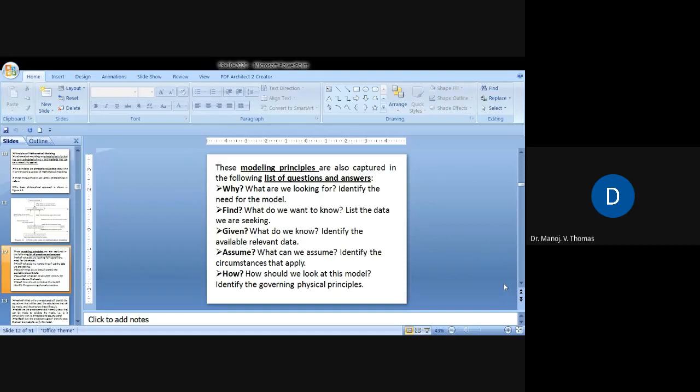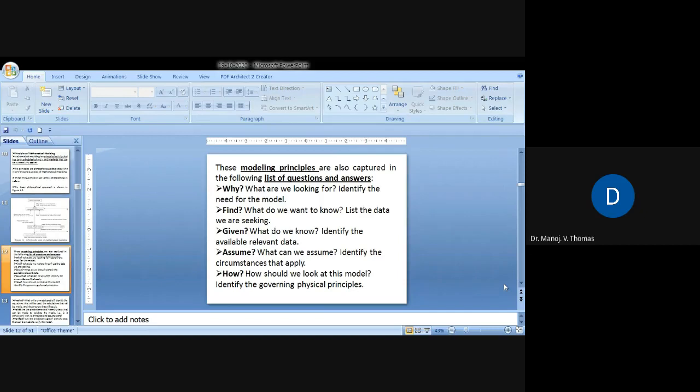Given: what do we know? Identify the available relevant data. We know the temperature at which it is operated. We know the external pressure, for example. We know the type of material which we are going to make. Assume: what can we assume? Identify the circumstances, the assumptions we make. Certain assumptions about the operation of the car, as I told.